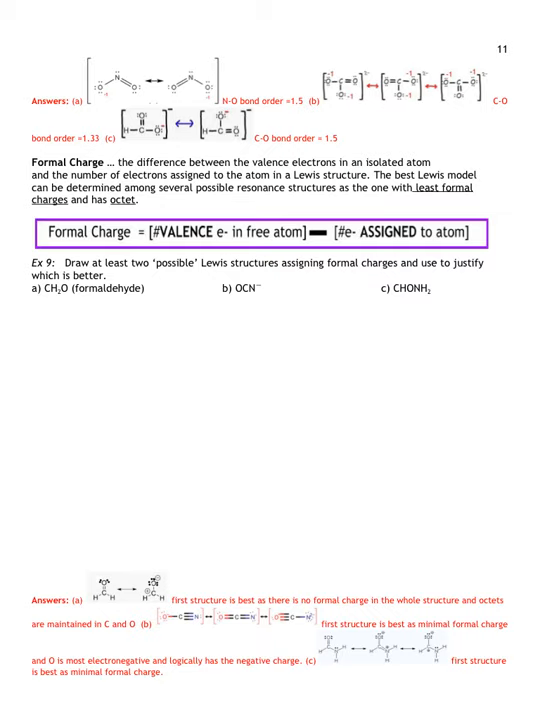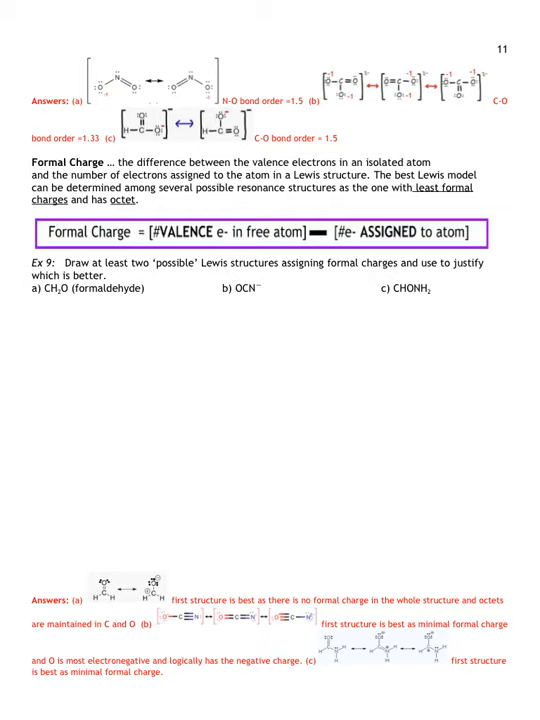We're going to now cover formal charge. And so, what is formal charge? It's literally the charge on atoms in a Lewis structure. So, to calculate formal charge, you take the difference between the valence electrons in an isolated atom and the number of electrons assigned to that atom in the Lewis structure. The best Lewis model can be determined among several possible resonances as the one with the least formal charges and has an octet. So we're going to do that. We're actually going to draw at least 2 possible Lewis structures assigning formal charge, and then we're going to justify which one's better. So let's start with the first one.